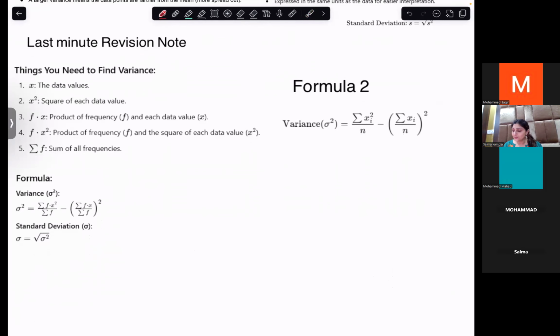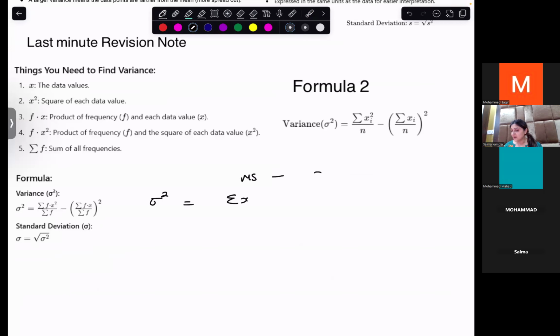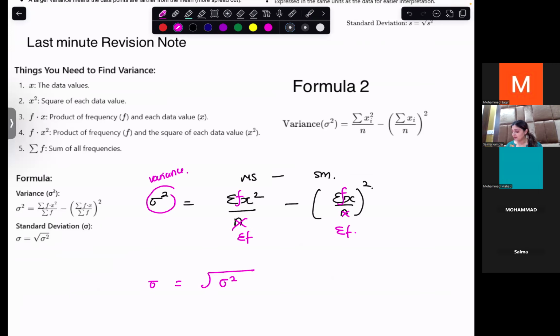If you have a grouped distribution table to find the variance, first write the formula for variance that you remember. It would be mean of the square minus square of the mean. But if you have an f, you put f next to the x, cancel the n, and write summation f. This is variance. And standard deviation would be the root of your variance.